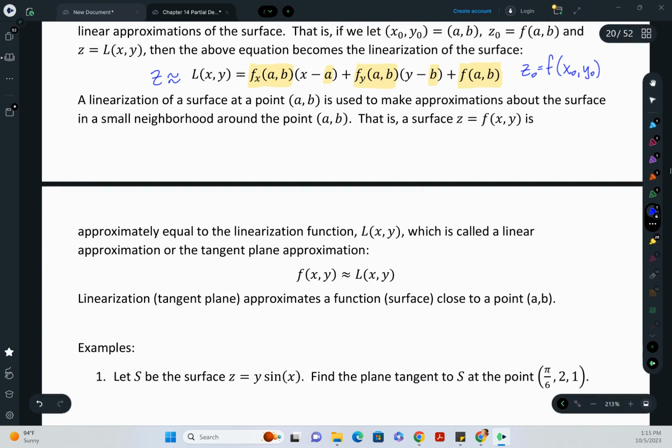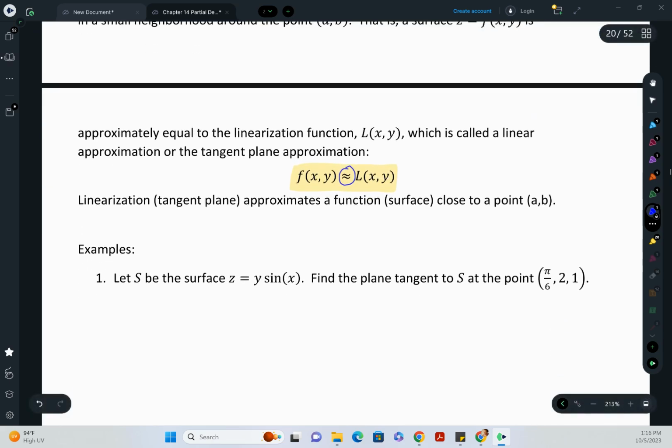All right, so the thing to stress here is that our function is approximately the linearization function in a really small neighborhood near the point at which we found the linearization function, okay? And so this approximate symbol is very important. You would never say that your function is equal to the linearization function. They are not the same thing, okay? Your function is approximately the linearization function.